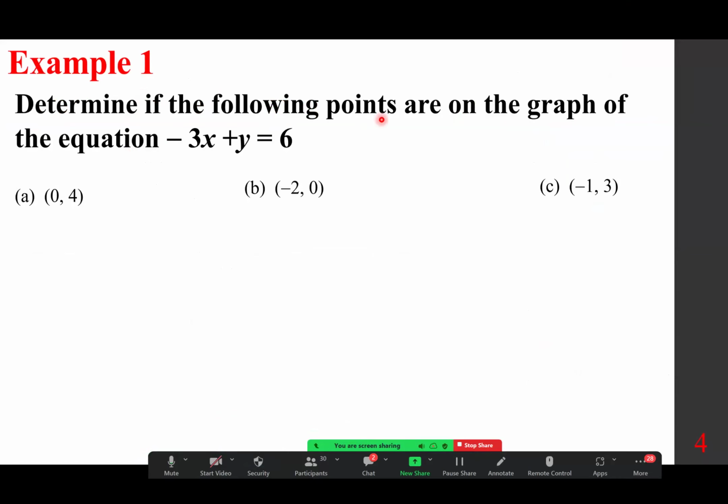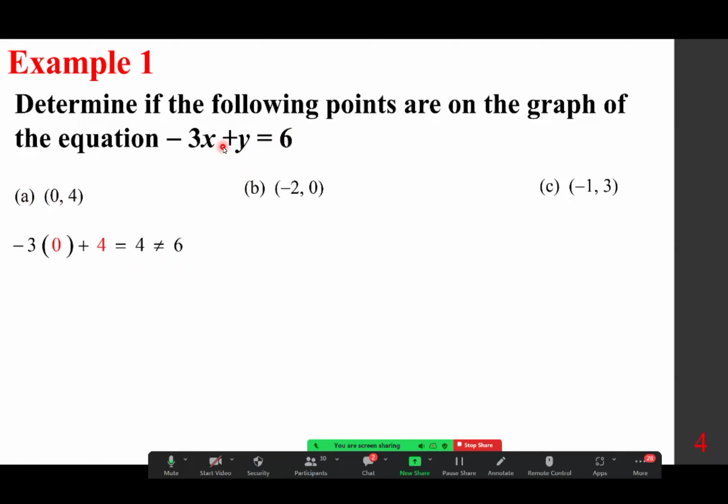Determine if the following points are on the graph of this equation, minus 3x plus y equals 6. First, 0, 4. Simply put, plug in and observe. Replace the x with 0, y with 4. We get 4, which is not equal to 6. The answer is no.